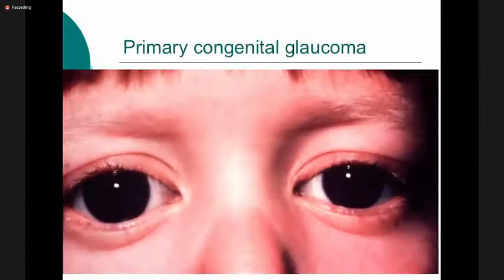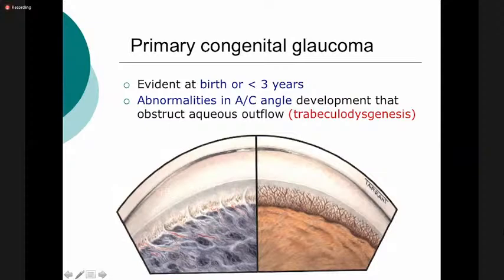So now let's move on to the congenital glaucomas. In congenital glaucoma, you have primary and secondary, but we're just going to look at the primary type because these are the most common. When you look at this child, he has really, really big eyes, and this is a sign that the pressures are high. So congenital glaucoma is usually the primary type.